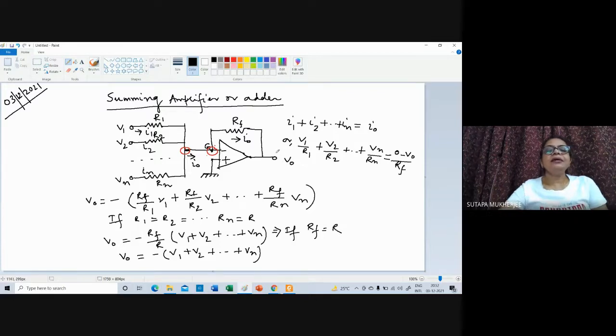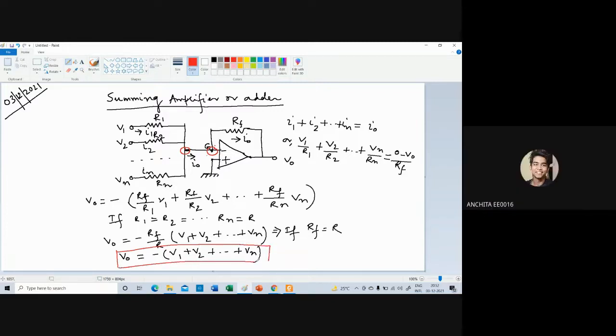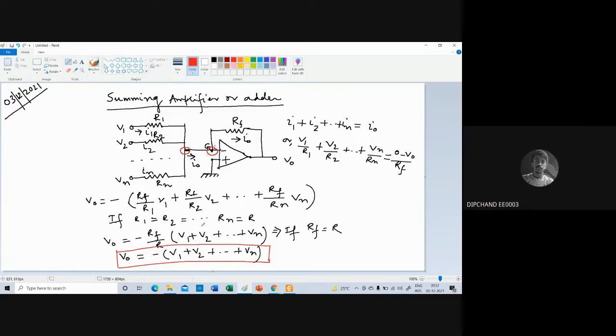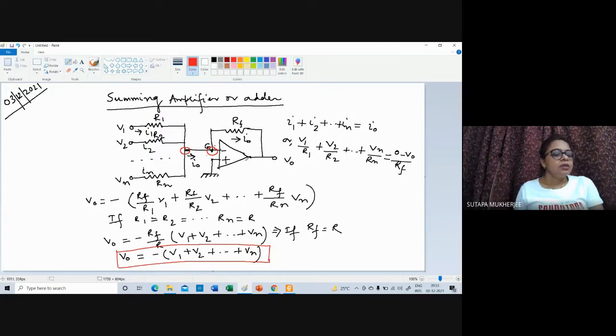So it is an adder. Is it an adder from this equation? Yes, ma'am. The voltages are all added, do you understand? Very clear, very simple.